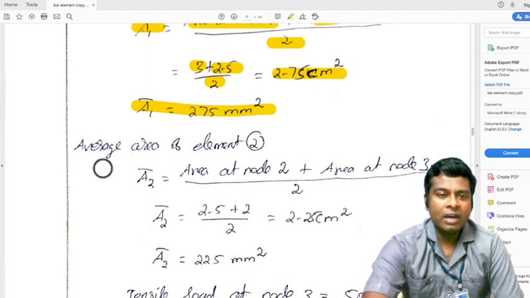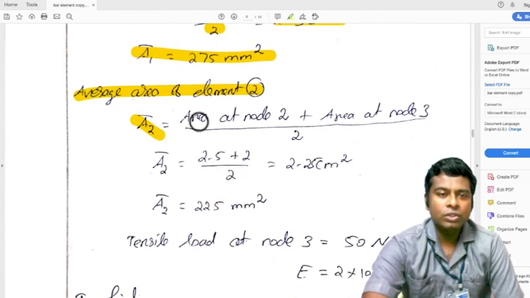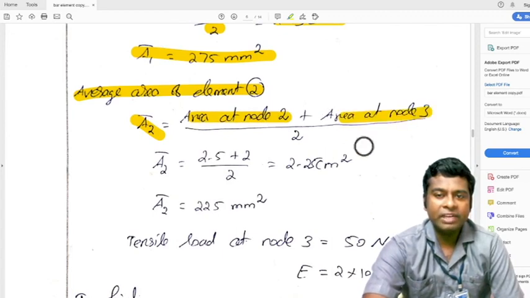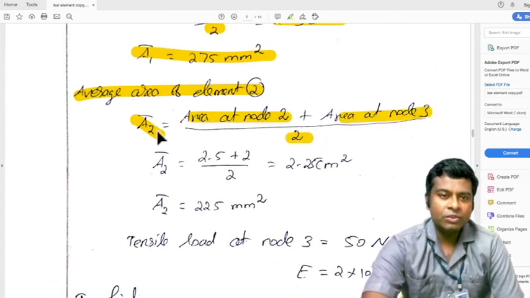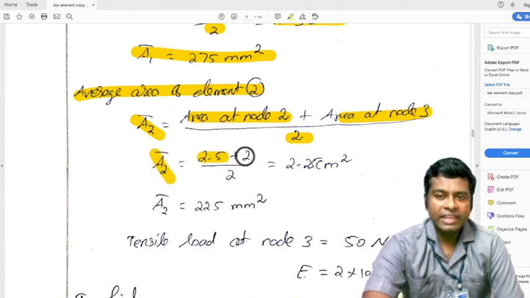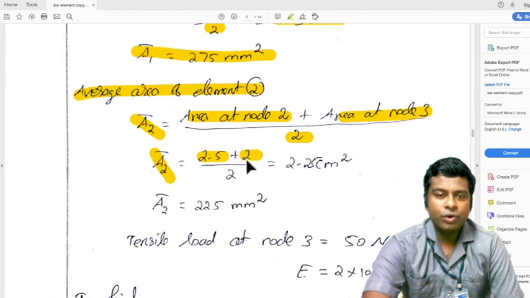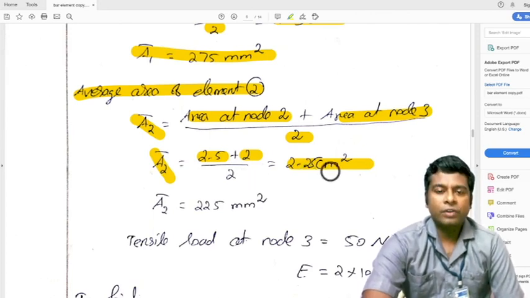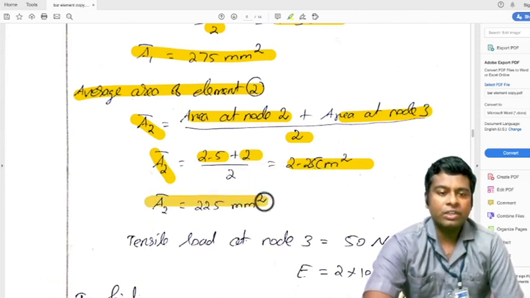Then the average area of element 2, A2 bar, equal to (area at node 2 plus area at node 3) divided by 2, because element 2 has two nodes, node 2 and node 3. So A2 bar equal to area at node 2 equal to 2.5, plus area at node 3 equal to 2, therefore 4.5 divided by 2, that is 2.25 cm square. 1 cm square equal to 100 mm square. Therefore, 2.25 cm square equal to 225 mm square.